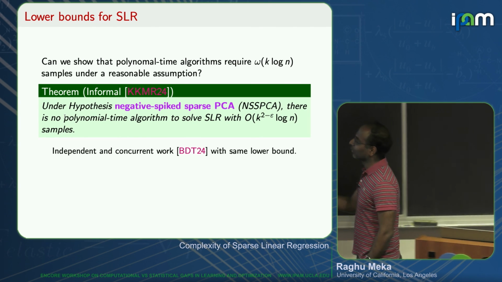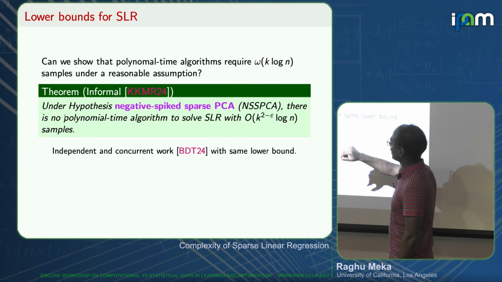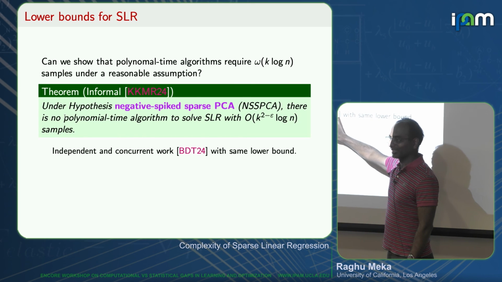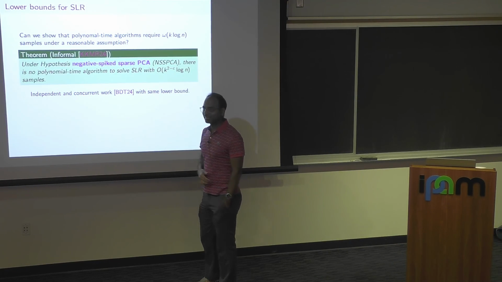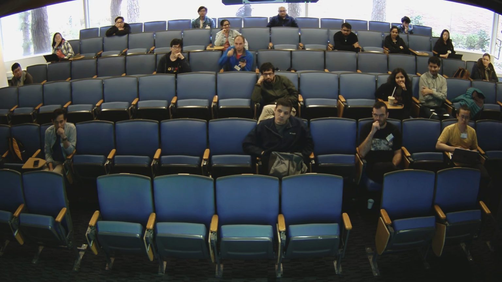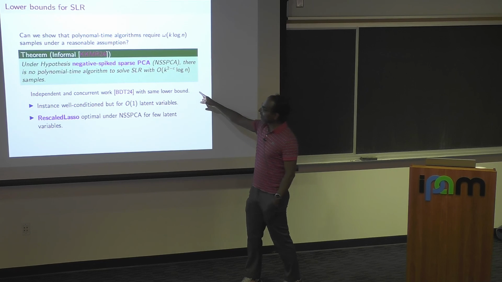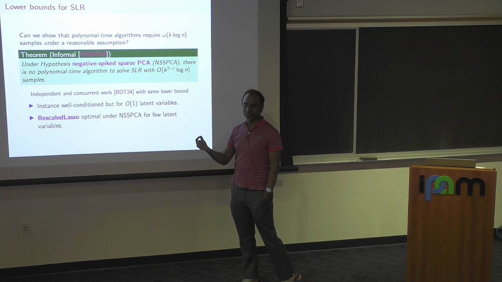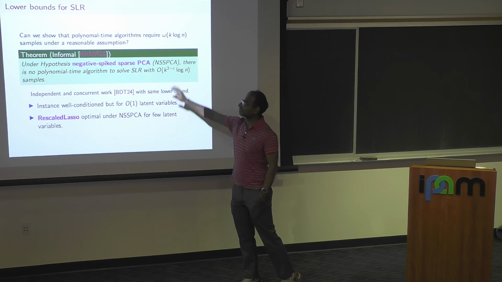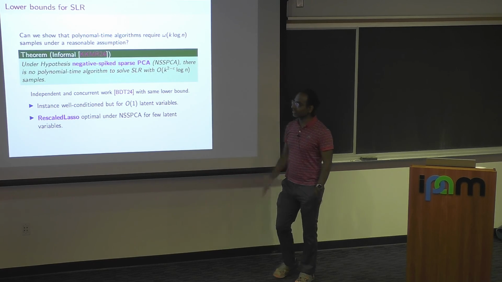There's an independent work that showed up just a week ago by people from ETH Zurich: Buhai, Ding, and Tiegel. Buhai is the same as my co-author on the previous talk. They get this lower bound also based on negative spiked sparse PCA, the same k squared. I should say this is a case where the number of latent variables is constant. It falls into the case where you become well conditioned after removing constant latent variables. So the k squared plus h we saw for the latent variables is basically tight, unless you believe the negative spiked sparse PCA assumption is false.